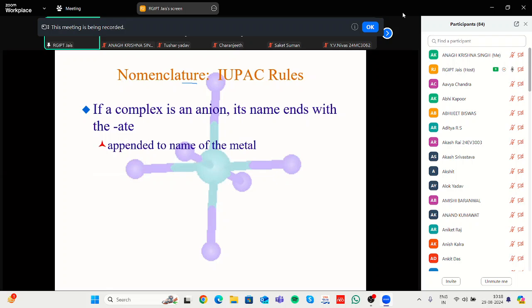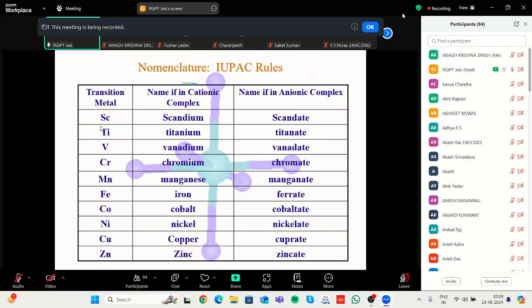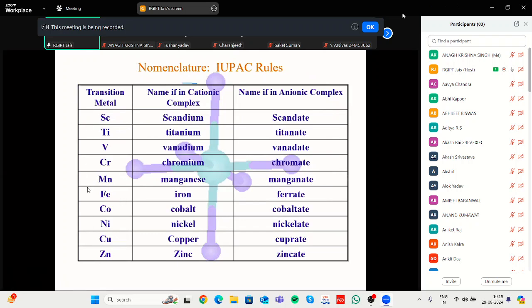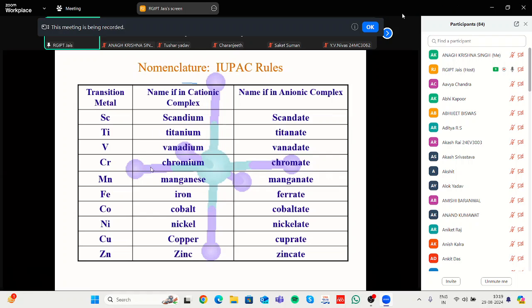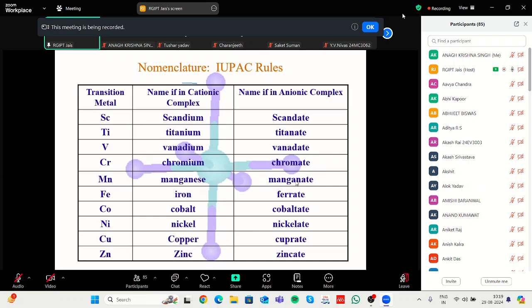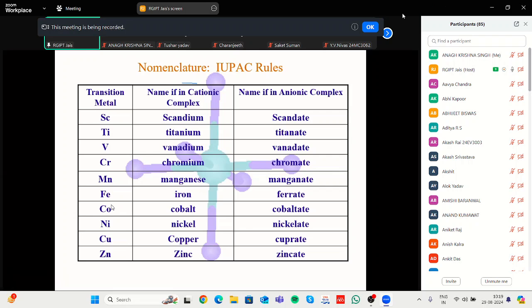And if a complex ends with -ate, in the name of the complex, like if we take an example of a transition metal complex, starting from scandium it is scandate, titanium, titanate, chromium, chromate, vanadium, vanadate, manganese, manganate, and iron, ferrate. After that, cobalt in the form of cobaltate, nickel, nickelate, copper, cuprate, and zinc exists as zincate. These are the normal IUPAC names of the transition metals attached in a coordination complex.